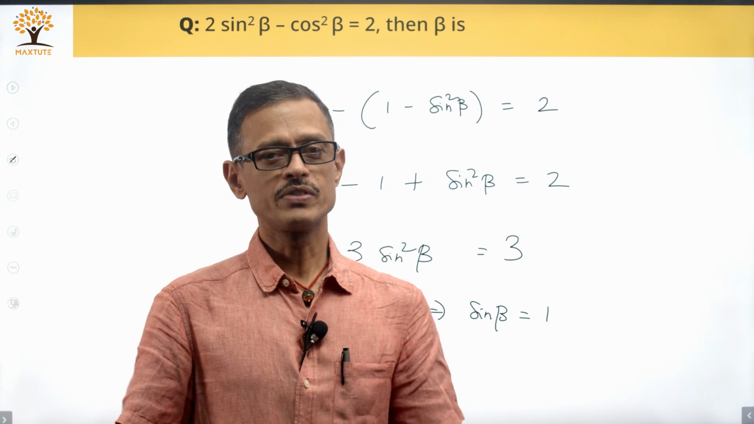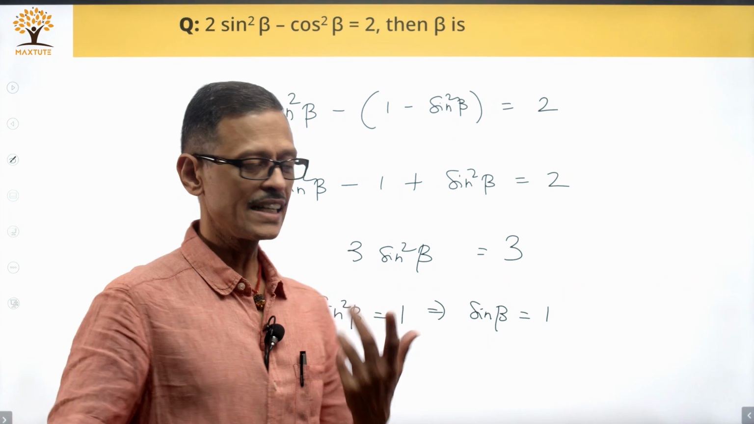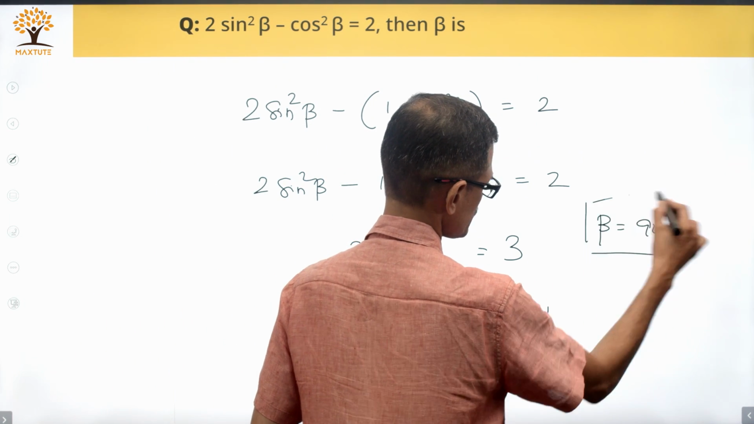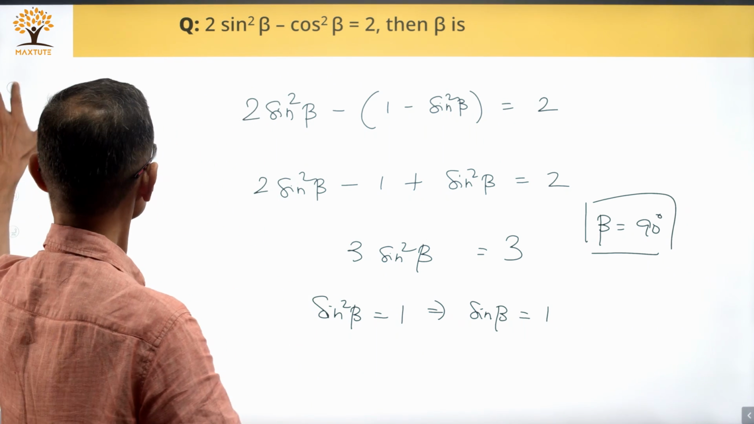What angle measure of sine will leave us with 1? Sin 90 is equal to 1. So, beta is equal to 90 degrees. So, done. Quickly move on.